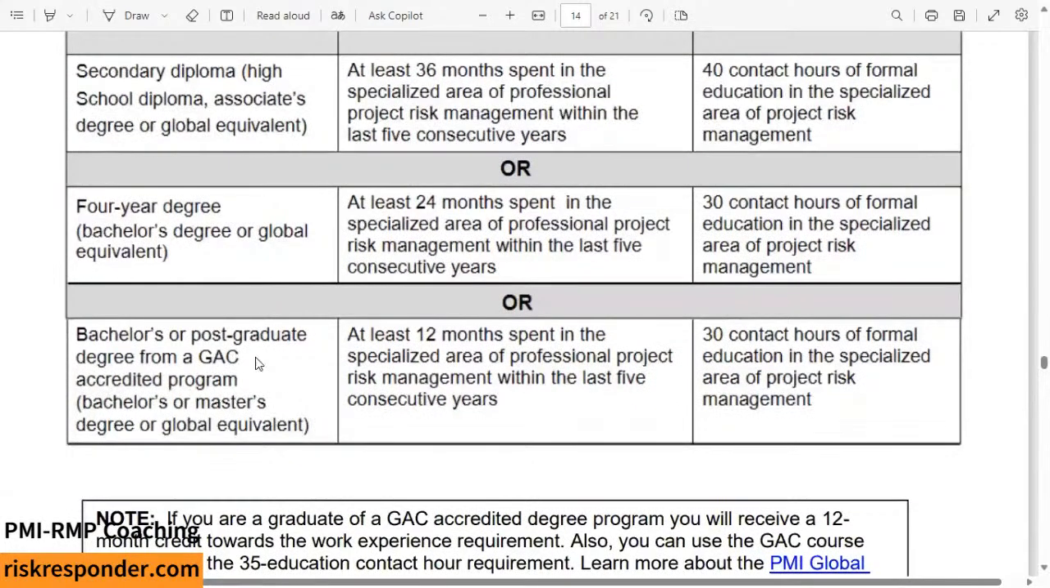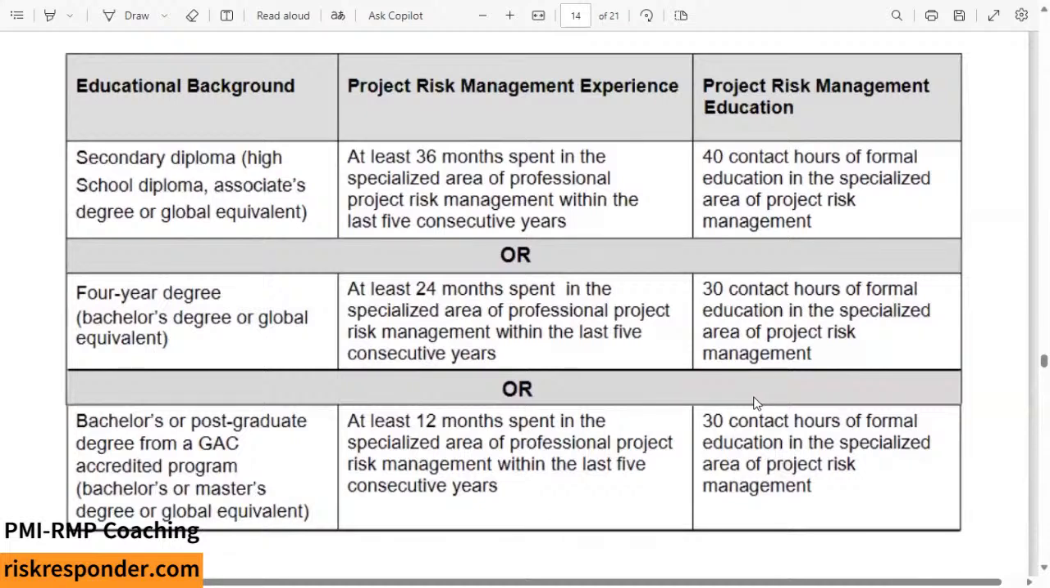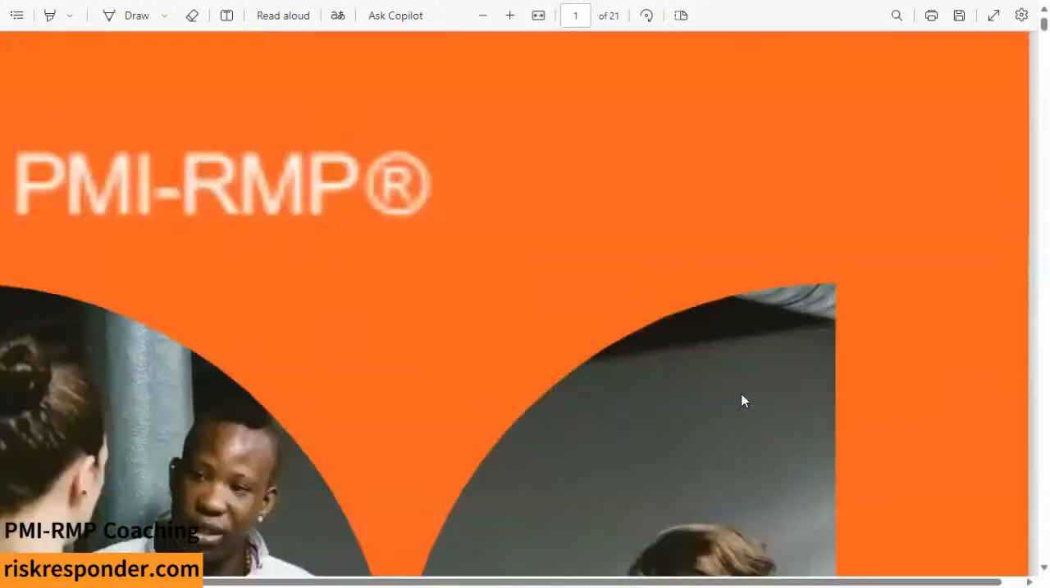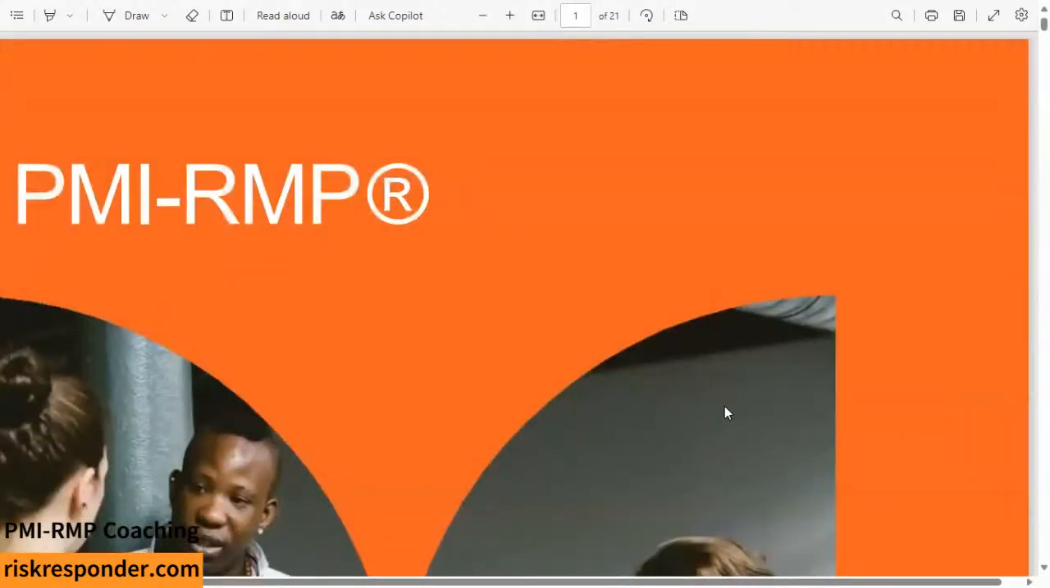If you attended a global accredited college program, then you need 12 months spent in the area of risk management and 30 contact hours of formal education. Those are the requirements. If you have any question about that, do let me know.